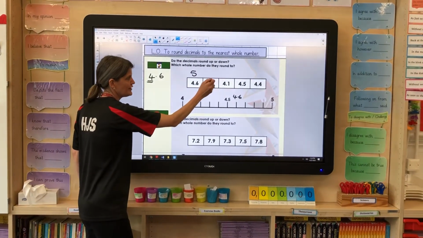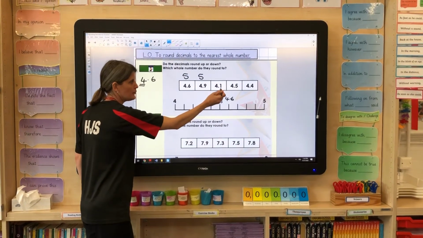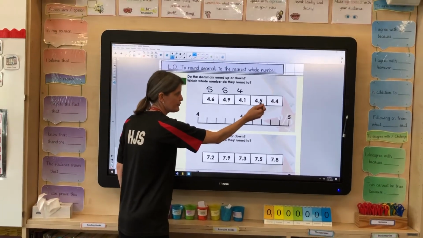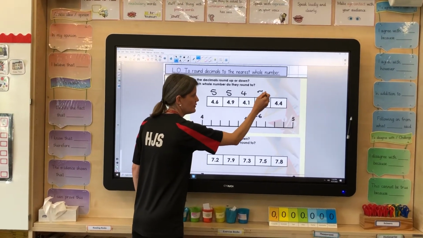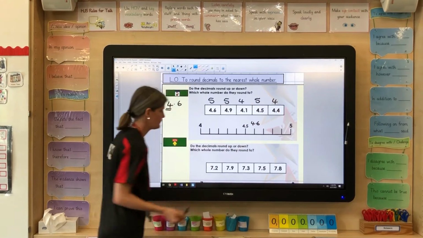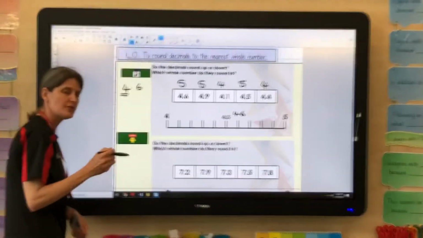4.9, the 9 tells me to round up. 4.1, the 1 tells me to round down. 4.5, the 5 tells me to round up. And 4.4, the 4 tells me to round down. Do they round up or down? You have a go, pause the clip.